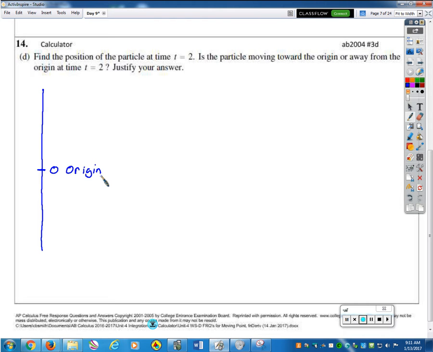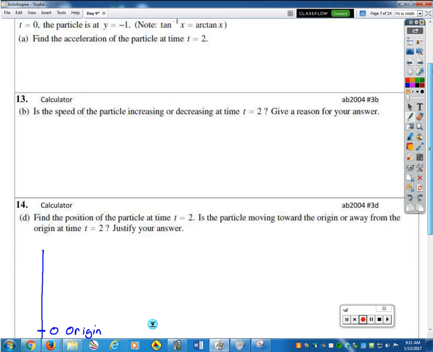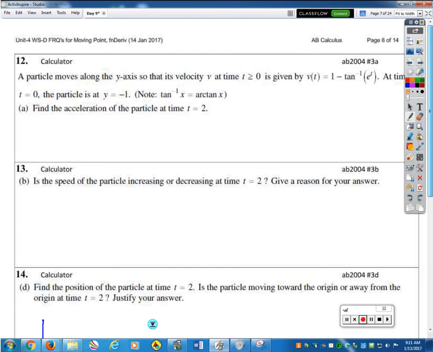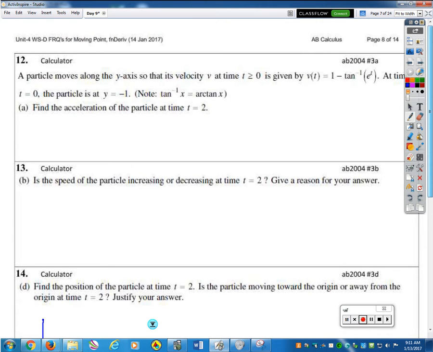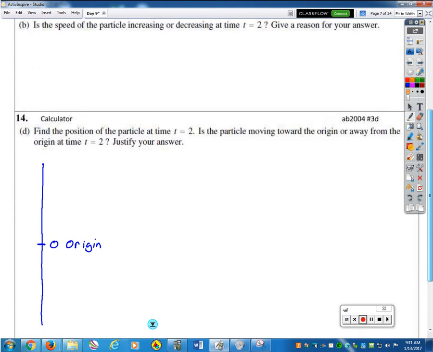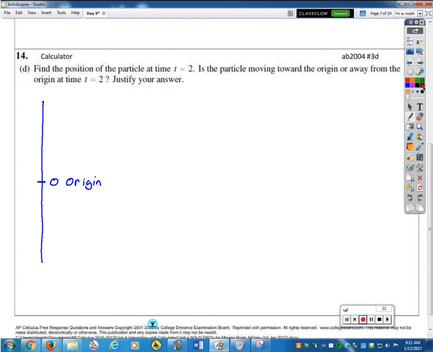They tell us in the problem that the particle begins its travels at a position of, let's say, time equals 0, the particle is at a y position of -1. So here's the location of the particle at the beginning of the story, -1. This is where the particle is at time equals 0. So we'll just put the particle right here. The particle's sitting there. Questions? Okay, 14 says find the position of the particle at time equal 2.